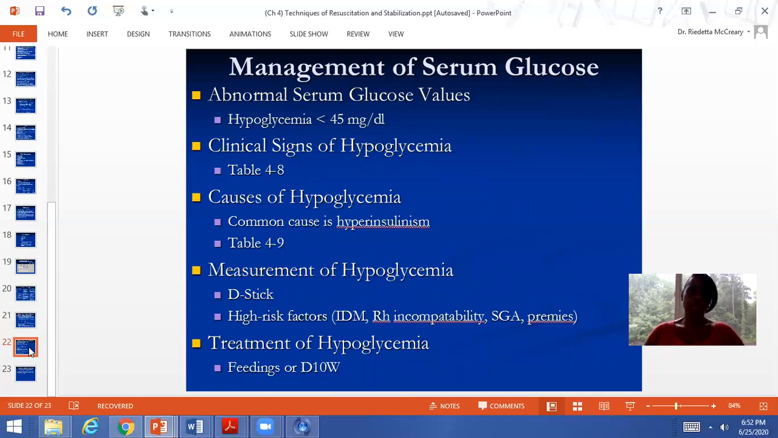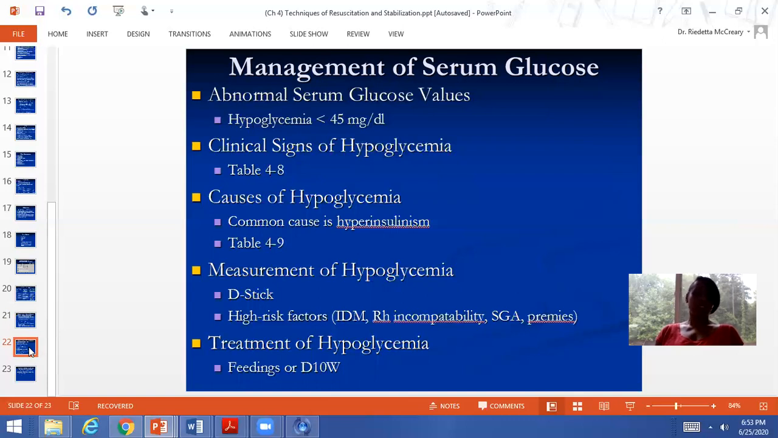So how do we manage a baby's serum glucose? We first need to be able to test them. We need to test them for hypoglycemia, and they are considered hypoglycemic if their levels are less than 45 milligrams per deciliter. You can look in your text. It has a box for the clinical signs of hypoglycemia and the causes of hypoglycemia. But the one that is most seen on the MBRC exam is hyperinsulinism.